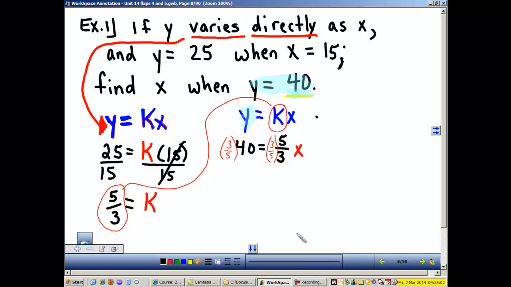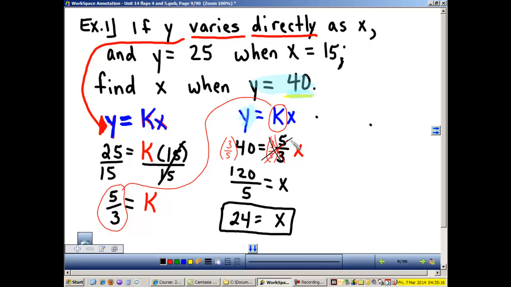Multiply both sides by the reciprocal of 5 over 3, which is 3/5, will get rid of the fraction, or eliminate the number in front of x. This will make this side equal to 1. 40 times 3 is 120, divided by 5. So x is equal to 24.